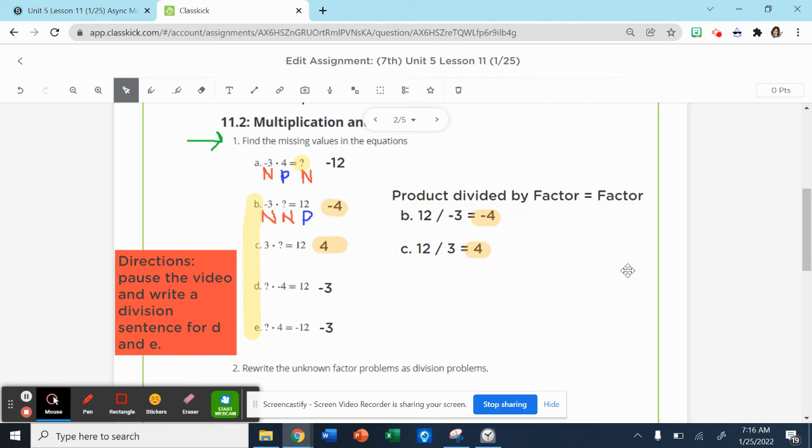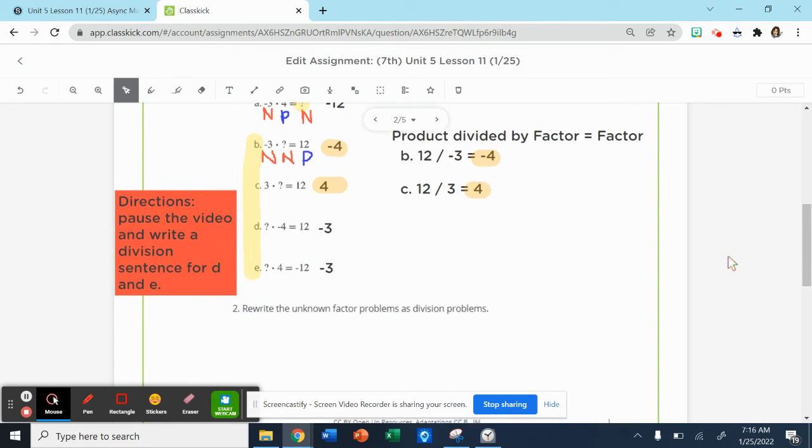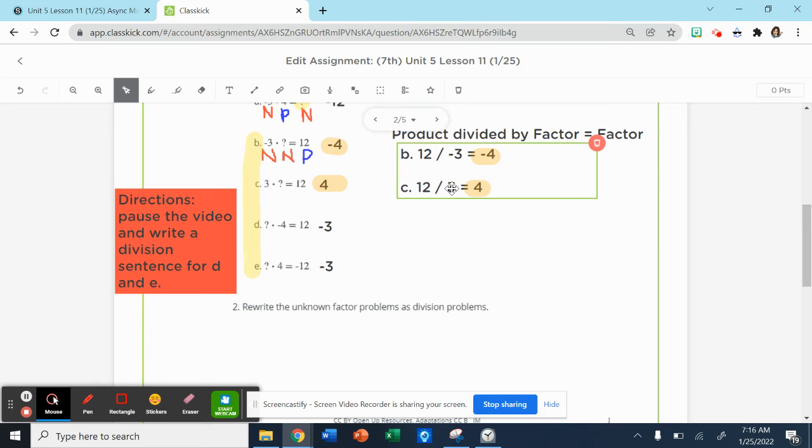You should have tried the division sentences for D and E on your own. The key takeaway from this activity is that we can determine the missing product or the missing factor using a division sentence. And looking at the signs of our numbers, are we multiplying a negative times negative, a positive times negative, and so on, helps us to determine the answers.